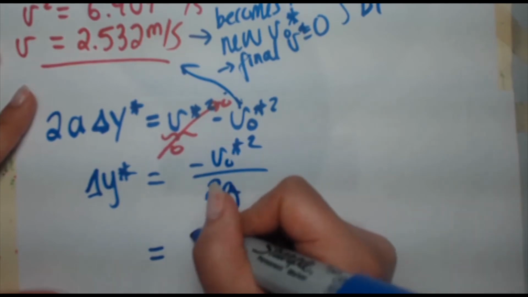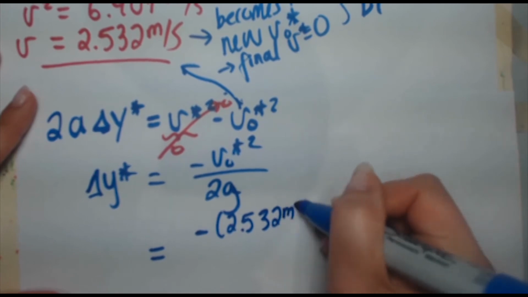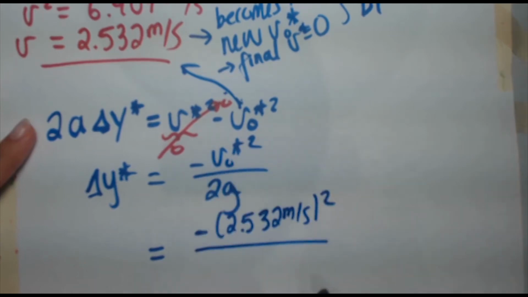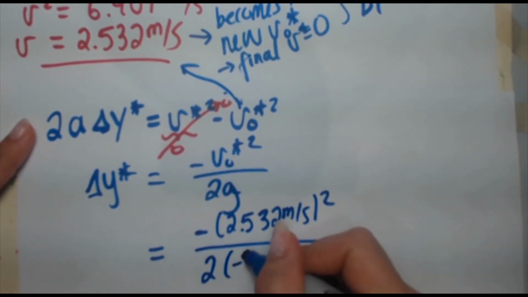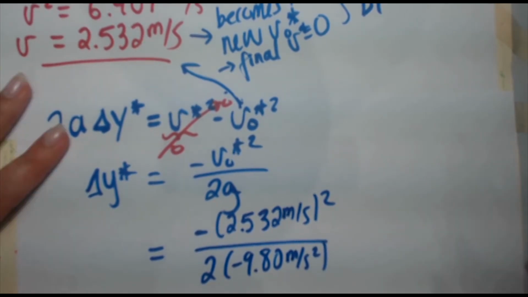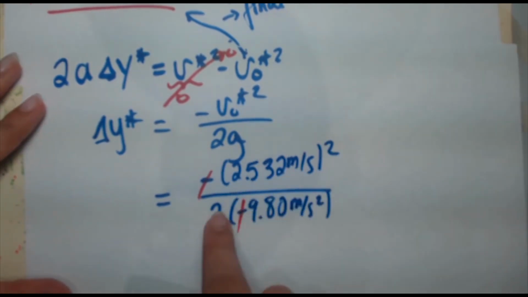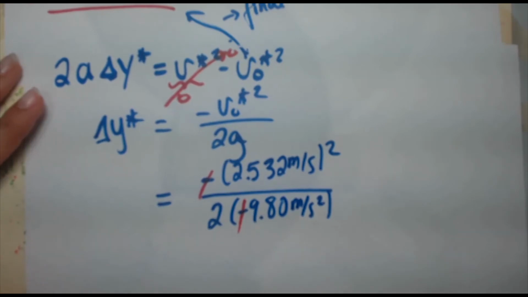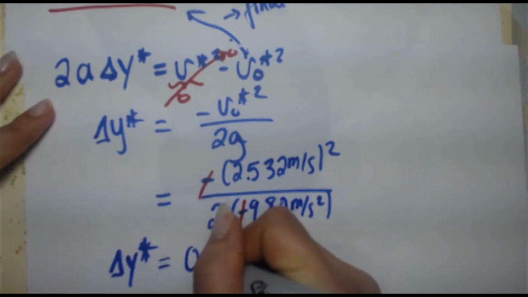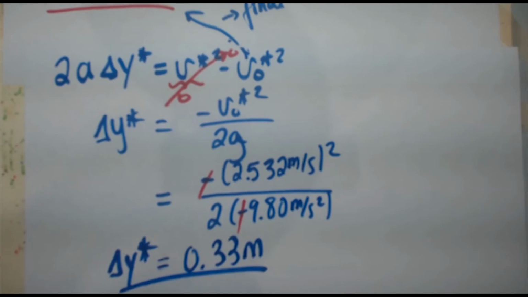So negative 2.532 meters per second squared. Make sure you don't square that negative because it's outside. This square only applies to the speed. Divided by 2 times negative 9.80 meters per second squared. The nice thing is these two negatives cancel out. So when you square the top number, you get 2 times 9.8 on the bottom. Take the quotient and you're going to get that delta y star equals 0.33 meters.